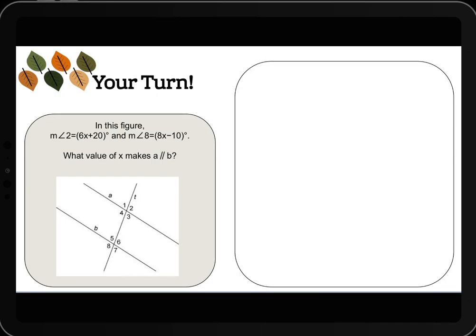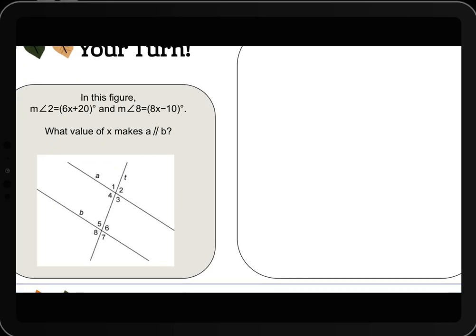In this case right here, we want to find the value of x. So here we have that the measure of angle 2 is this expression, and the measure of angle 8 is this expression. And we want to find the value of x so that we can make the lines A and B parallel, right? And A and B, of course, are cut by the transversal. So those are the lines we want to be parallel. So how do we make that happen?